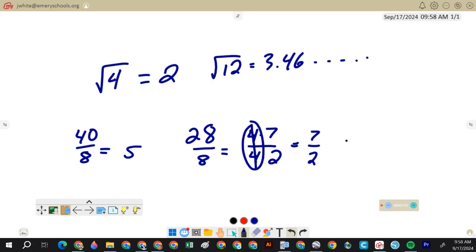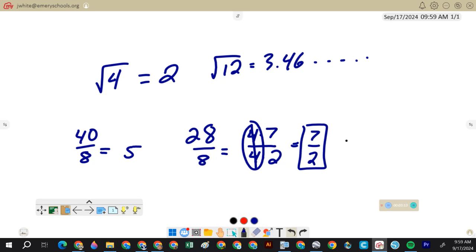So, 28 divided by 8 does not come out evenly, but it still does simplify. How many different ways are there to write a fraction equivalent to 7 over 2? Well, 28 over 8 is another way. Can you think of another fraction that's equal to 7 over 2? 14 over 4. How many are there? An infinite number. So, because there are an infinite number of equivalent fractions, we have decided in mathematics that whenever you see a fraction, simplify it. That way, everybody gets the same answer.